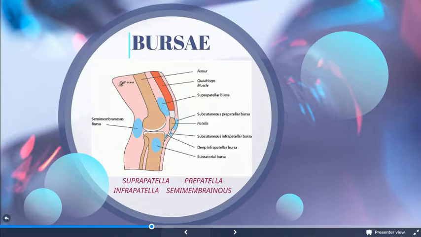Lastly, the semimembranosus bursa is located between the semimembranosus muscle and the medial head of the gastrocnemius muscle on the posterior side of the knee joint. As discussed before, these bursae are responsible for reducing the wear and tear on the moving structures within the joint.